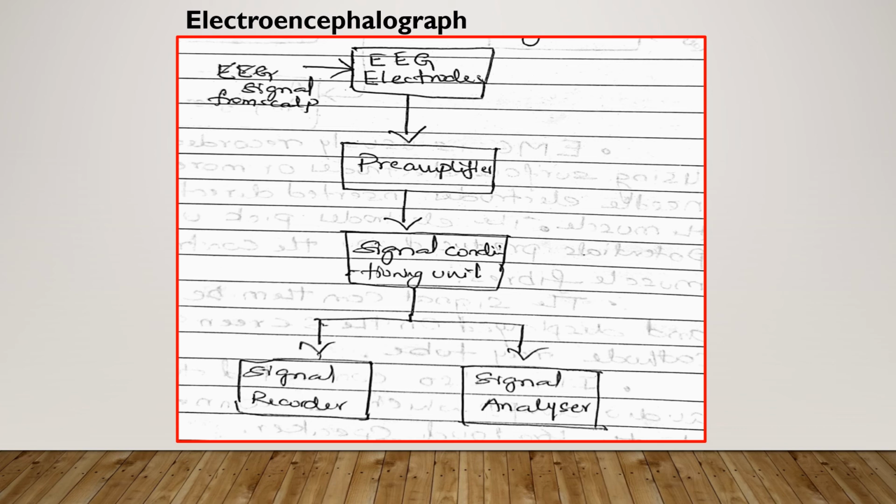The electrode acts as a transducer which converts the ionic potential into electrical potential. The output from the electrode is given to the preamplifier. The amplified signal is given to the signal conditioning unit. It uses filters and amplifiers. The output of the signal conditioning unit is given to the signal recorder as well as to the signal analyzer.